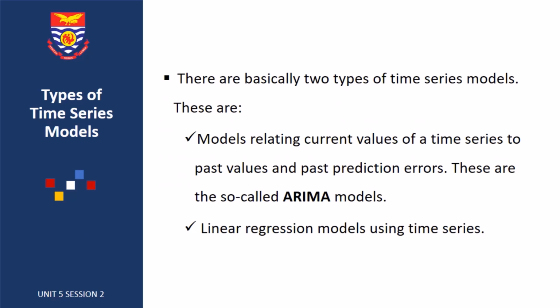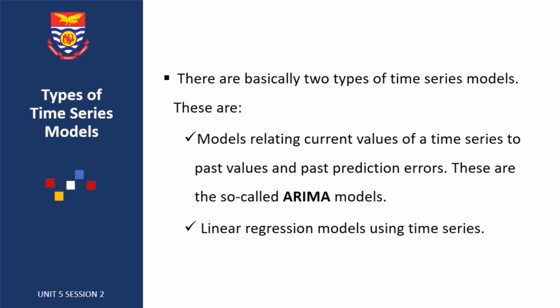There are basically two types of time series model. These are models relating to current values of a time series, where we consider the past to predict the future. Here we call them the ARIMA models, or the autoregressive integrated moving average models. So here the hope is to use past data to be able to predict the future. So we're able to use past values to predict future values.